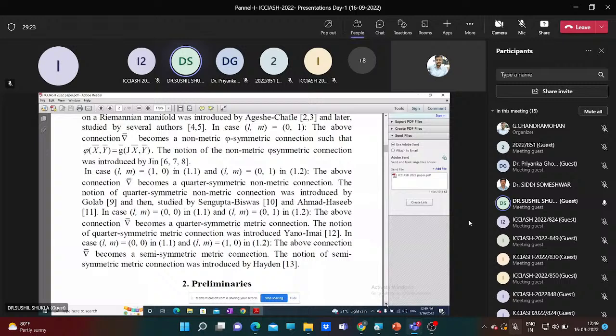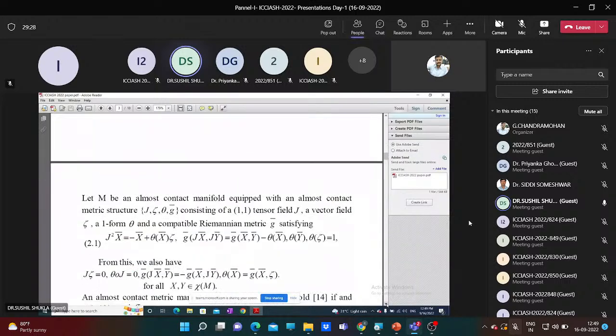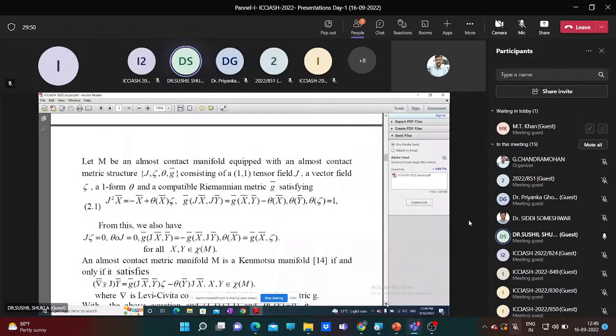Here, these are some basic definitions. What is an almost contact manifold? Let M be an almost contact manifold equipped with an almost contact metric structure consisting of a (1,1) tensor field J, a vector field ξ, a 1-form θ and a compatible Riemannian metric ḡ satisfying this condition. And from this we also have this condition.